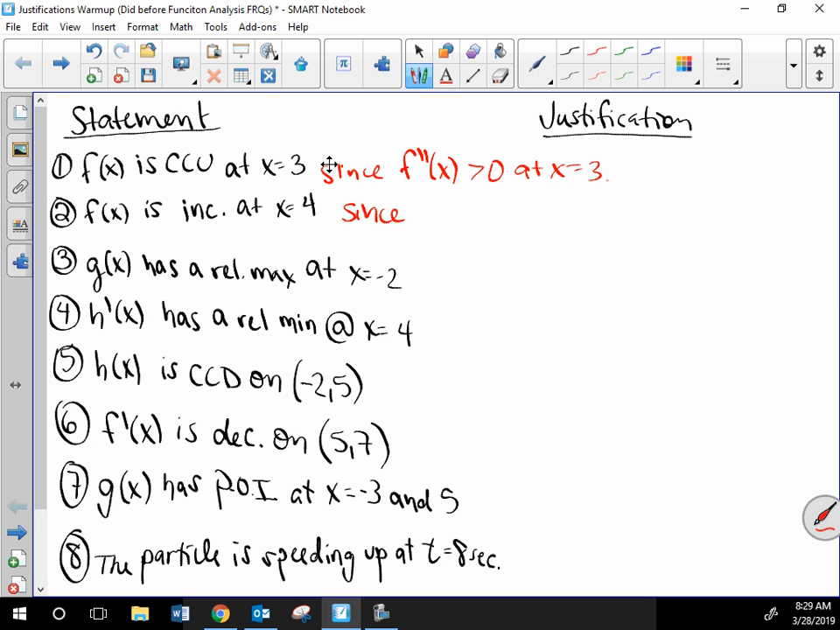All right, 2, f of x is increasing at x equal to 4. Since what? Which function? f prime of x is greater than 0 at x equal to 4, or at that point. Good.